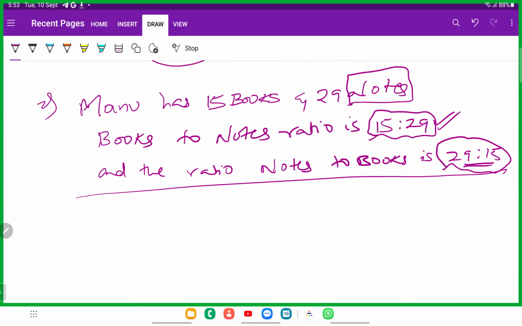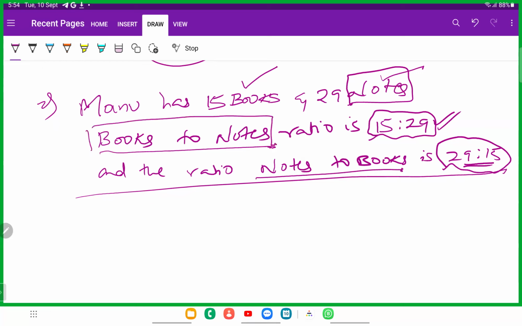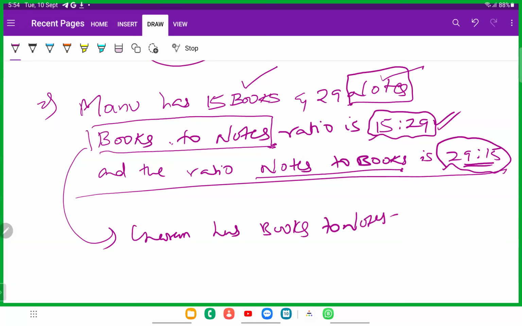So you can change the quantity. Manu has 15 books and 29 notes. Here comparing quantities. So here if you see here, objects are different, but we are comparing here. One is books and another is notes. But before that, what we are mentioning here, books to notes and notes to books. Then this will be a collective quantity. Okay. Collective quantity. Then I will put another thing saying that Charan has books to notes ratio of 30 is to 40. Then I can compare this collective quantity.